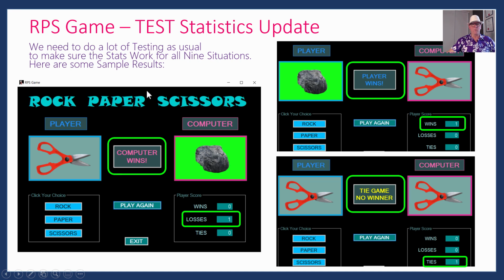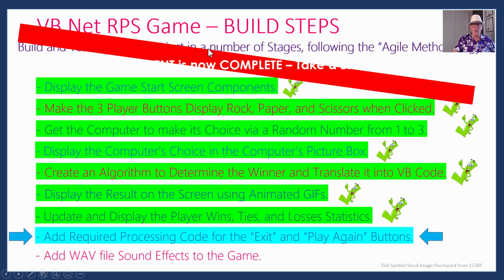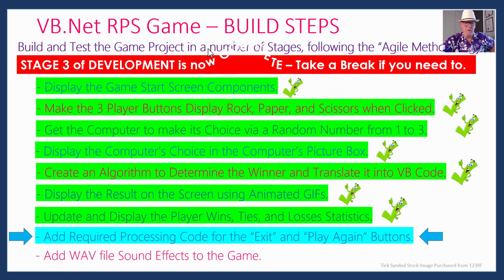All right. So just get some scenarios happening where you're rerunning the game. If the computer wins, you should see losses go up by 1. If the player wins, you should see wins go up by 1. If there's a tie, you should see ties go up by 1. If you test and get those results, then that's all working. And stage 3 of development is complete.